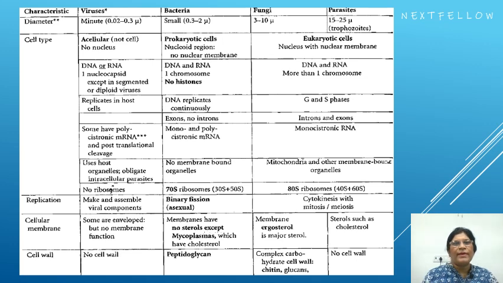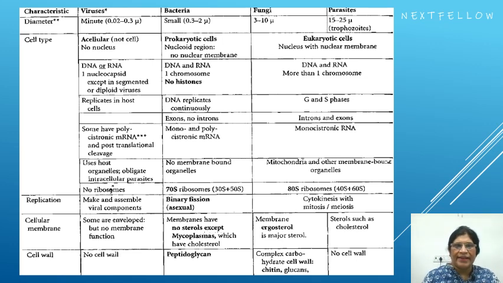Now, microbiology includes viruses, bacteria, fungi and parasites. Viruses are very minute. They are 0.02 to 0.3 microns. Bacteria are 0.3 to 2 microns. Fungi 3 to 10 and parasites are 15 to 20 microns. Now, the cell type: viruses are acellular. Bacteria are prokaryotic cells, whereas fungi and parasites are eukaryotic.